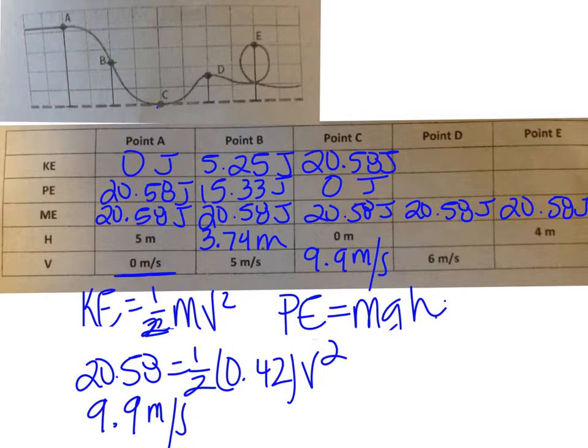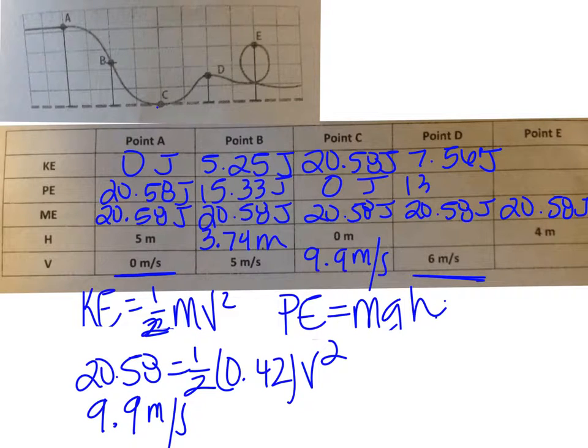All right, moving on to point D, we are given our velocity. So this is going to be just like what we did for B. You're going to plug your velocity into your kinetic energy formula. And then you are going to get that answer, just like we did at point B. It's going to be 7.56, not meters per second, joules. And then you subtract just like we did at B. You'll do 20.58 minus 7.56.